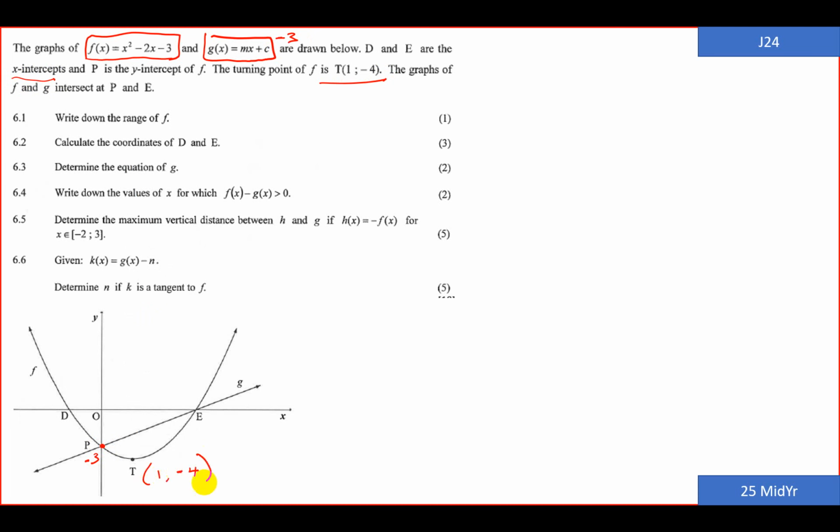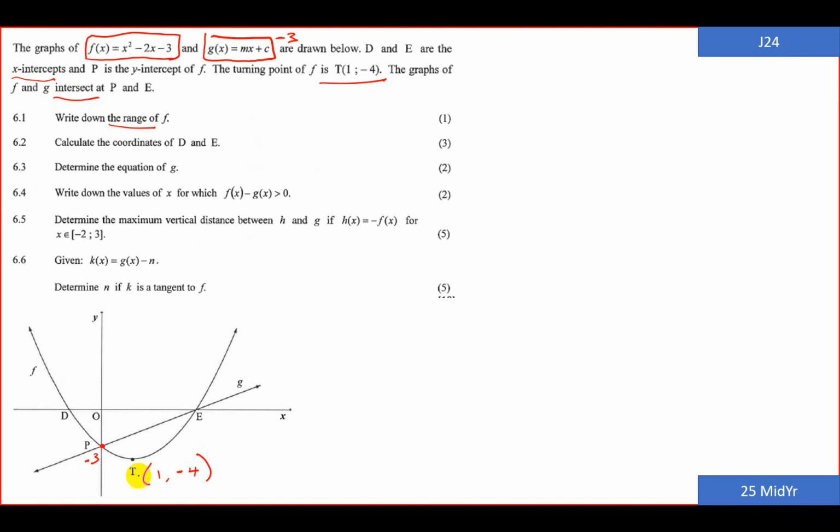as it is given. The graphs of f and g intersect at the points of intersection. If ever you're finding points of intersection, you just equate both the equations. So we get on to the first question. It says write down the range of f.